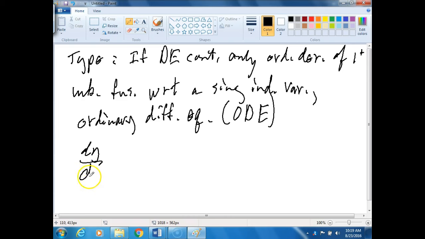dy/dx, there's your derivative with respect to one variable, x. Independent variable x, y is your dependent variable. Plus 5y is equal to e to the x. There is a differential equation. It has a derivative in it, an equation, has other variables. This is your dependent variable. Here's your independent variable. You have other functions of the independent variable, the function itself, but only one independent variable.